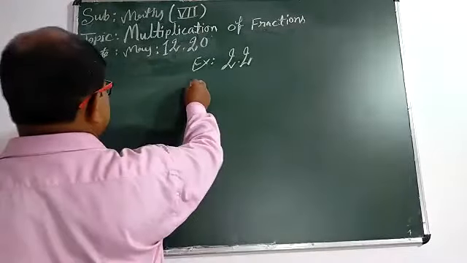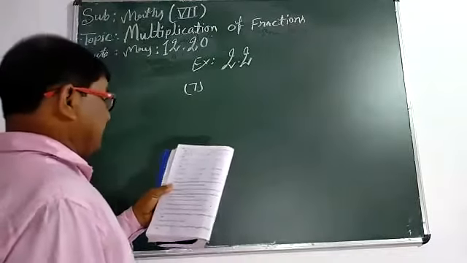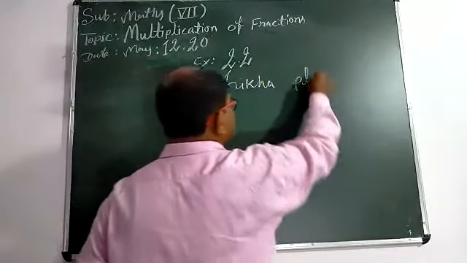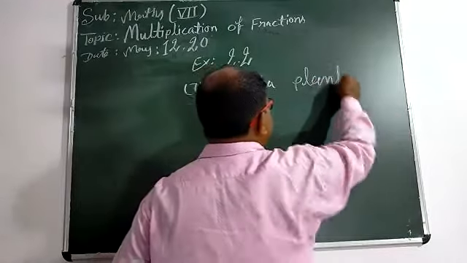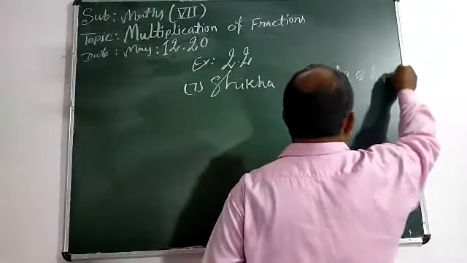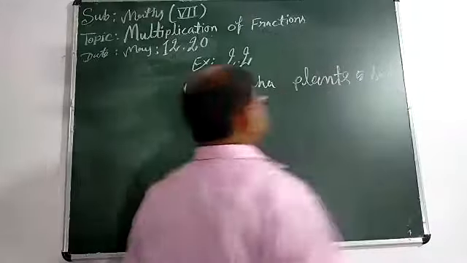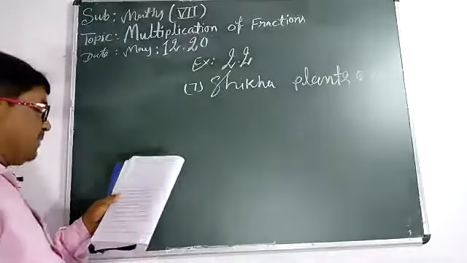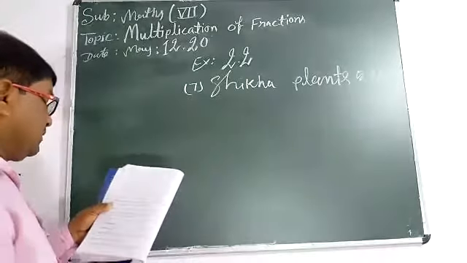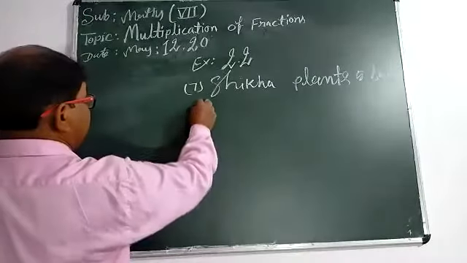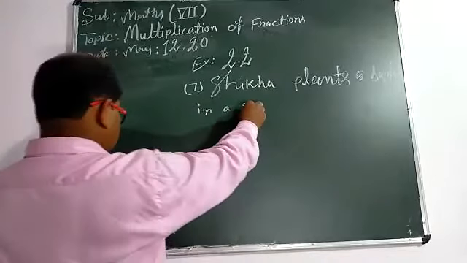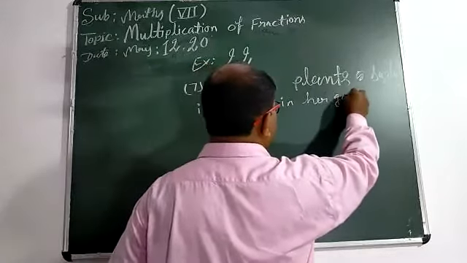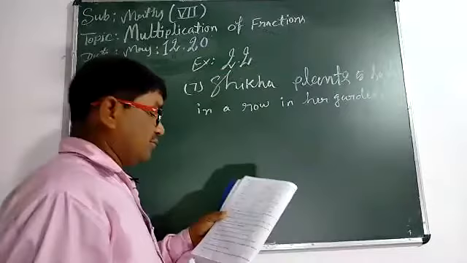Sum number 7. Sikha plants 5 saplings in a row in her garden. Take down.